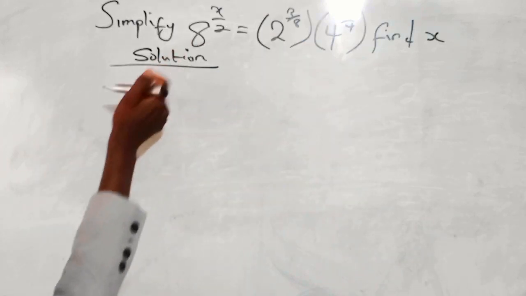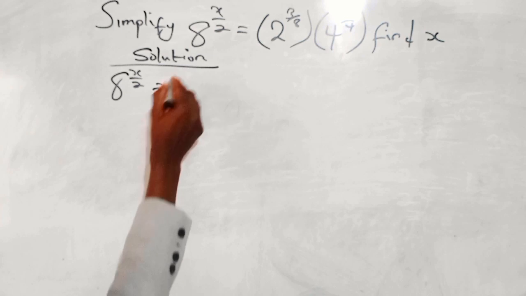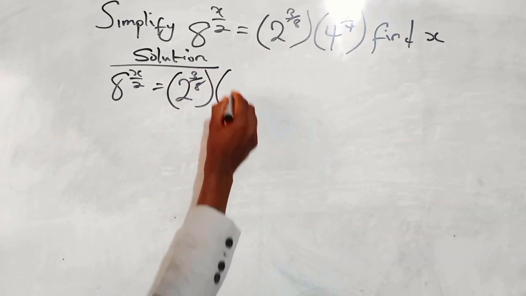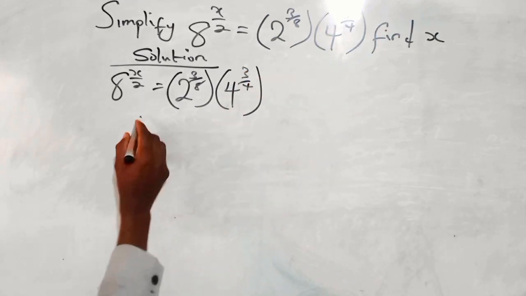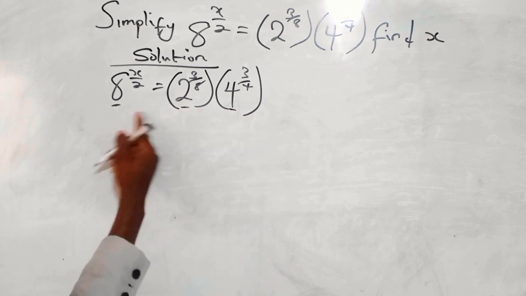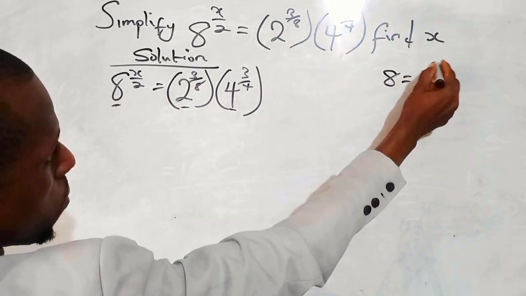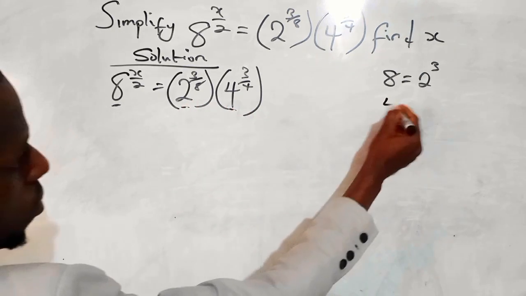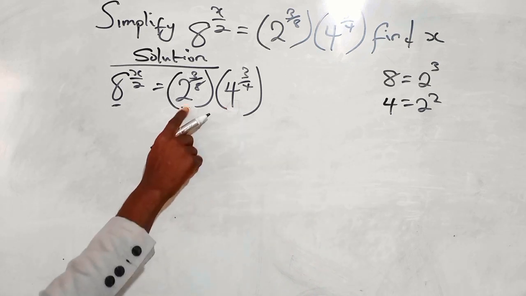So from here, we have 8^(x/2) = 2^(3/8) × 4^(3/4). When we look at the bases, we have 8, we have 2, and we have 4, so we can make them equal. For 8, I can write it as 2^3, 2 is still 2^1, and 4 is the same as saying 2^2.